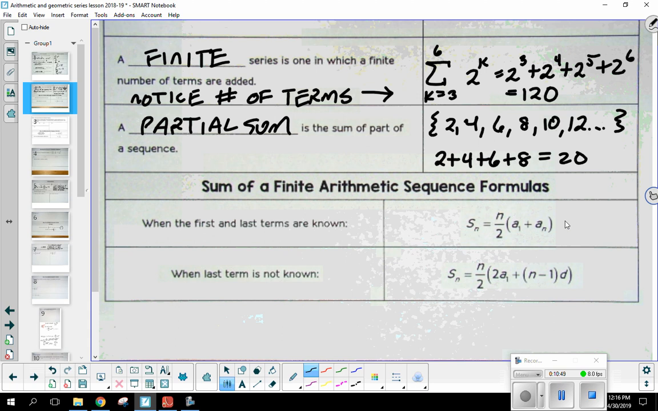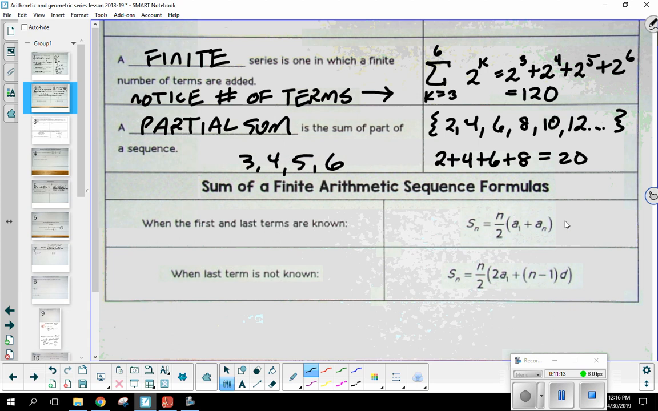For example, if you want to find the number of terms between 3 and 6, your first idea might be to subtract those, right? But 6 minus 3, you're not adding up 3 terms. Because think about it, if you start at 3, 4, 5, 6, there's actually 4 terms.